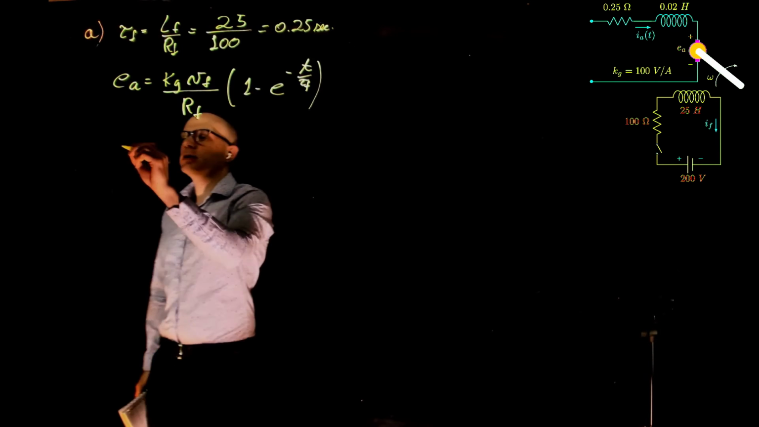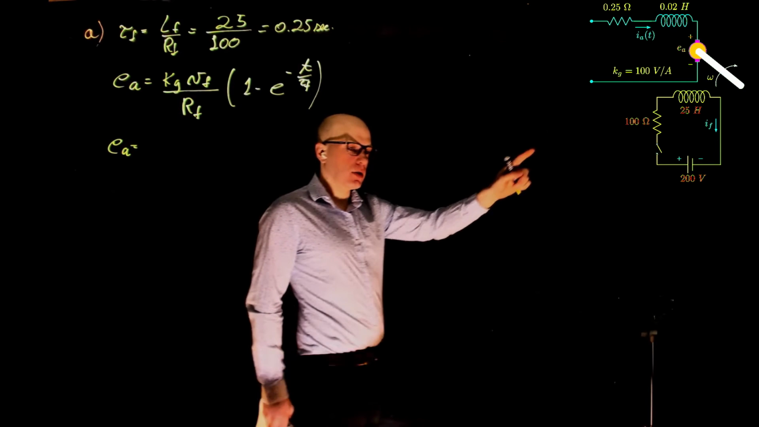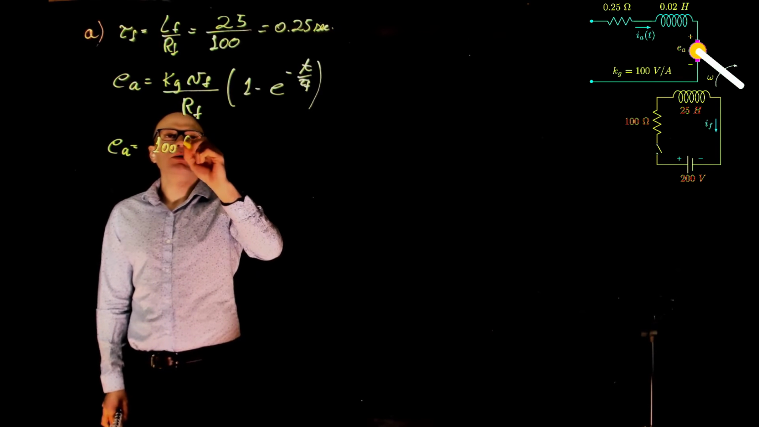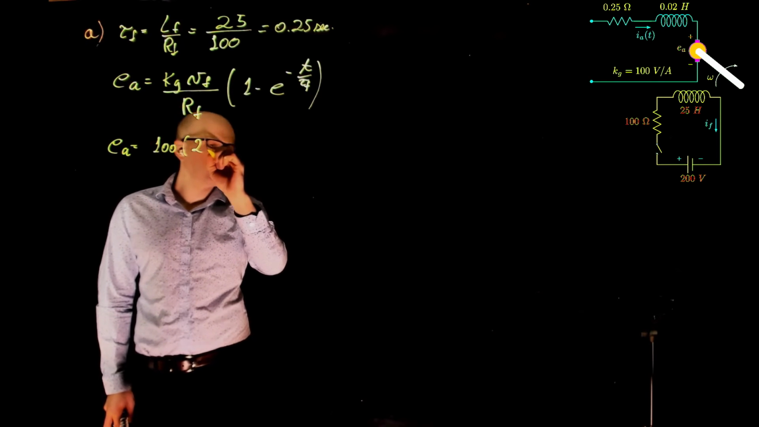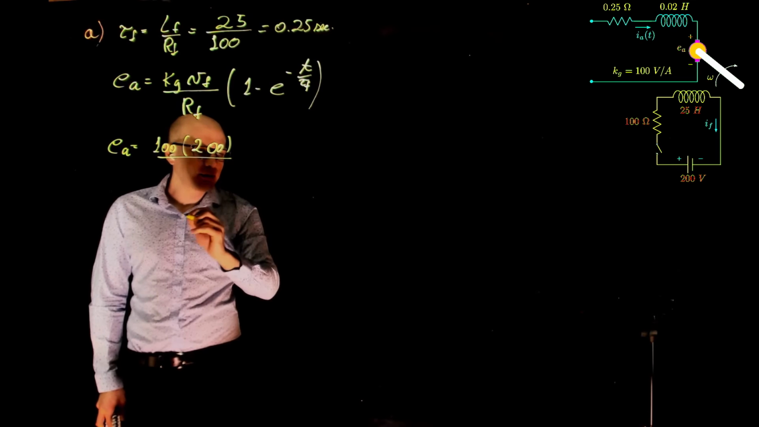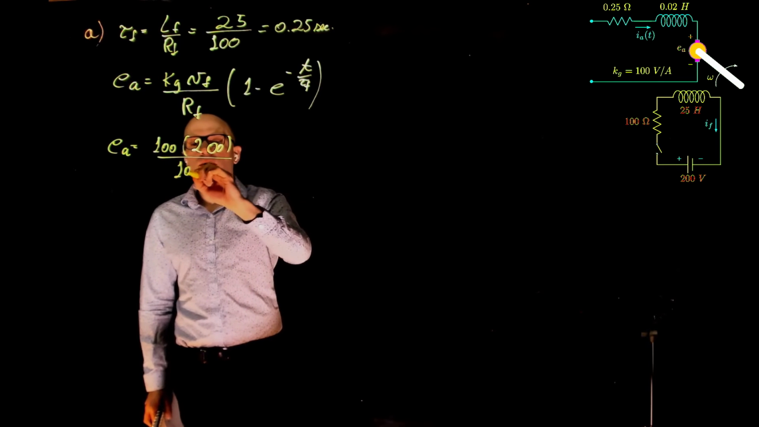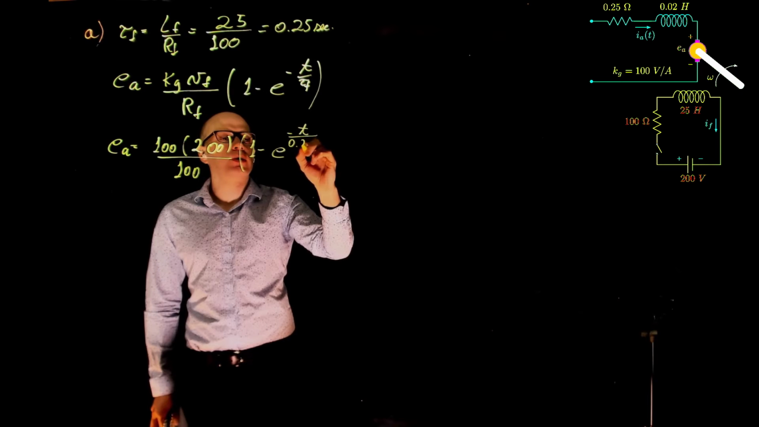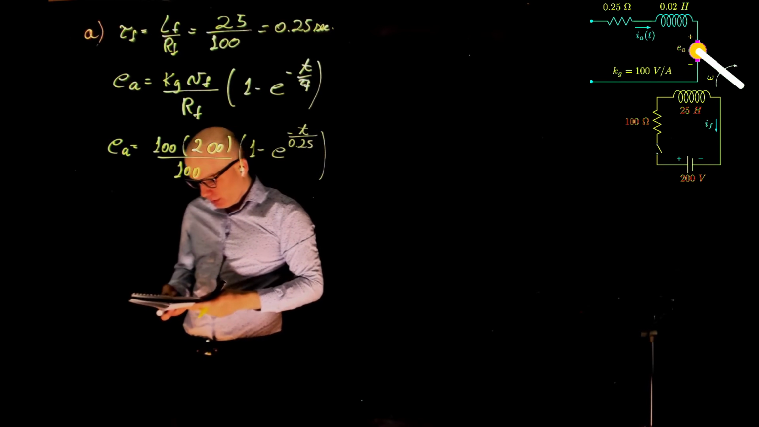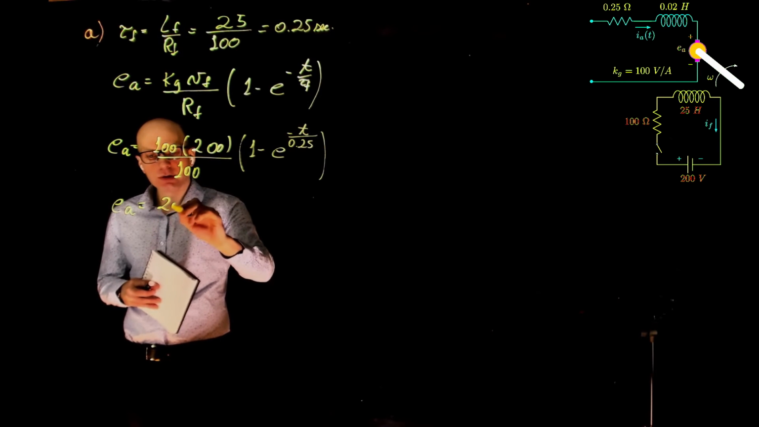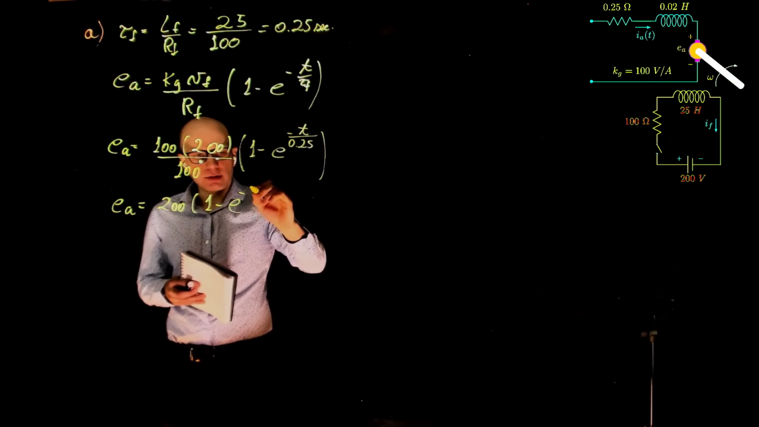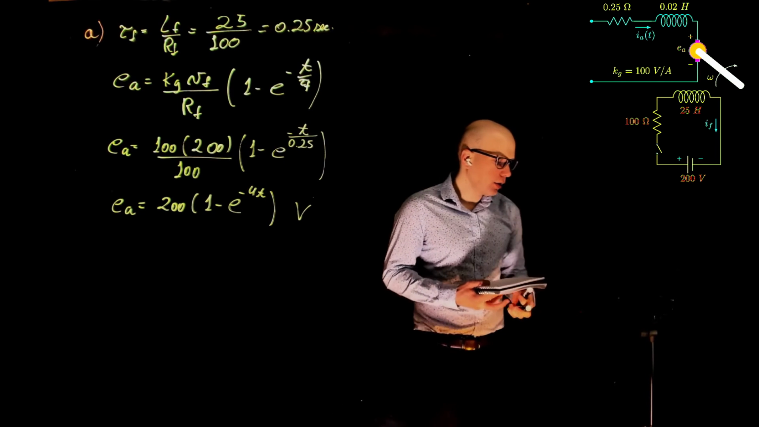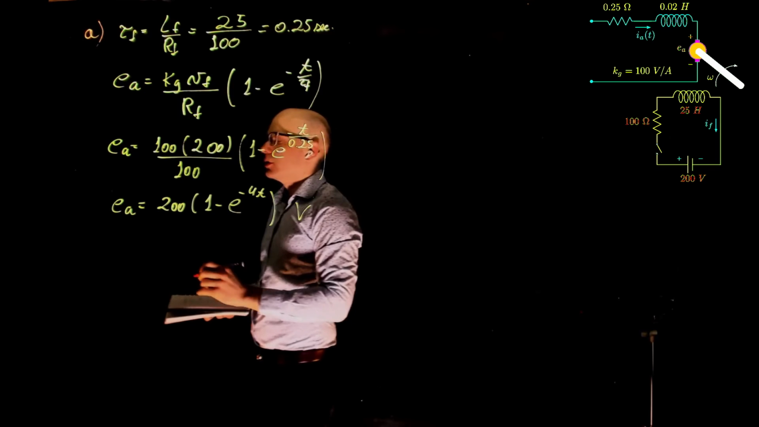So you have everything here. Kg is given as 100 volts per amp of the field winding. That's 100 times Vf, which is 200, divided by Rf, the resistance there, 100, times 1 minus exponential of negative t divided by tau f, 0.25, which is 200 times 1 minus exponential of minus 4t volts. So this answers question A, and question B is, what is the steady state armature voltage?